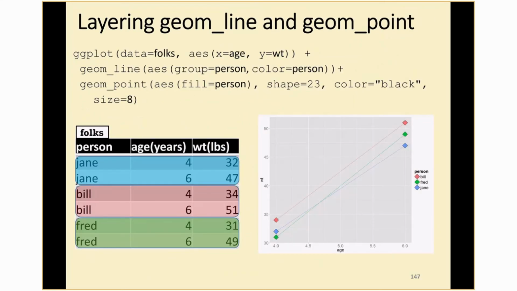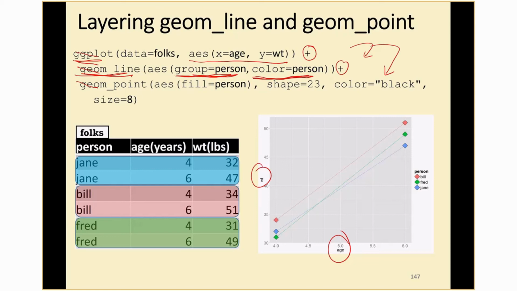So here's the code. We've got these three layers: the plotting function, geom_line, and geom_point, added together with a plus sign. Within the plotting function, I'm going to have the aesthetic mapping that says age goes on the x-axis, weight goes on the y-axis. That'll be inherited by both geom_line and geom_point. Within geom_line, I'm grouping by person. Don't know whether it's necessary, but it doesn't hurt to put it in. And I'm coloring by person. So I map color onto person. So these three different lines get three different colors corresponding to the three different children.